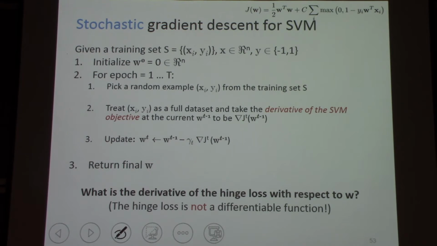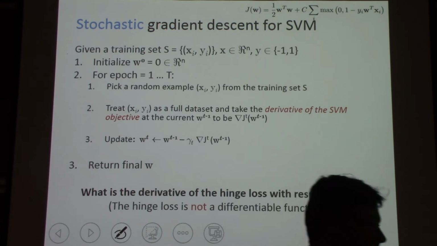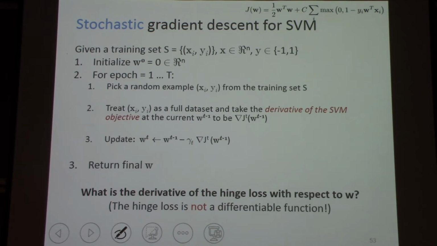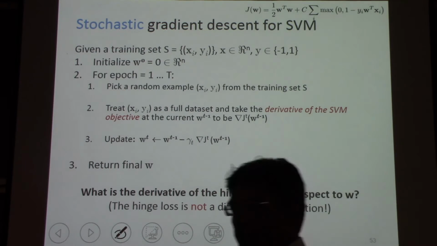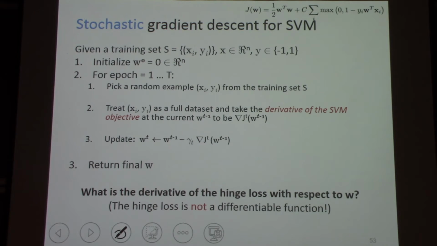So what we're doing here is gradient descent. The only thing that's left is to define the gradient of this function, the hinge function, max of 0 and 1 minus y W transpose x. And as someone pointed out in the last lecture, this function is not differentiable. So we really can't go down a gradient of a function that's not differentiable. So we need to introduce a new concept.